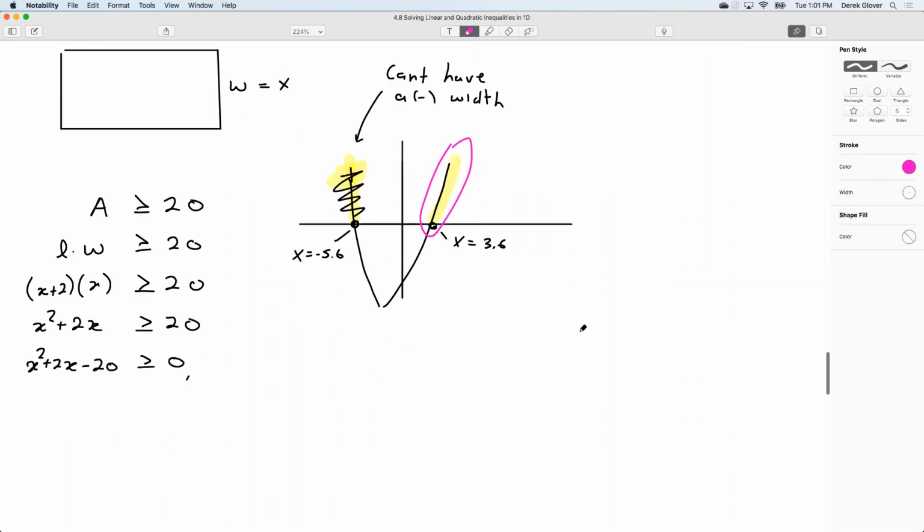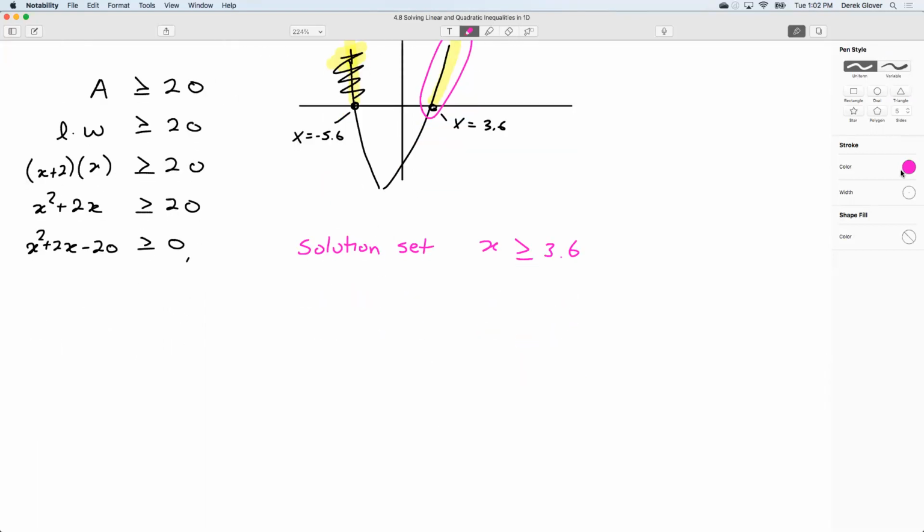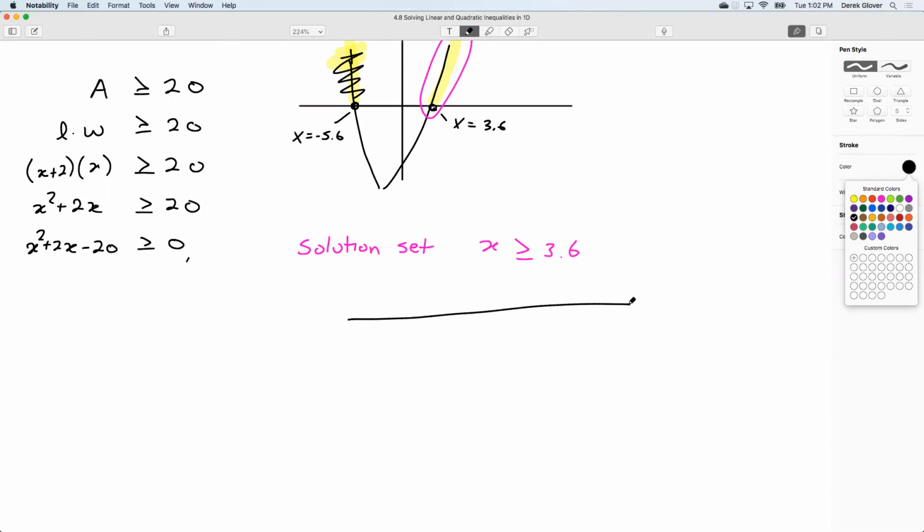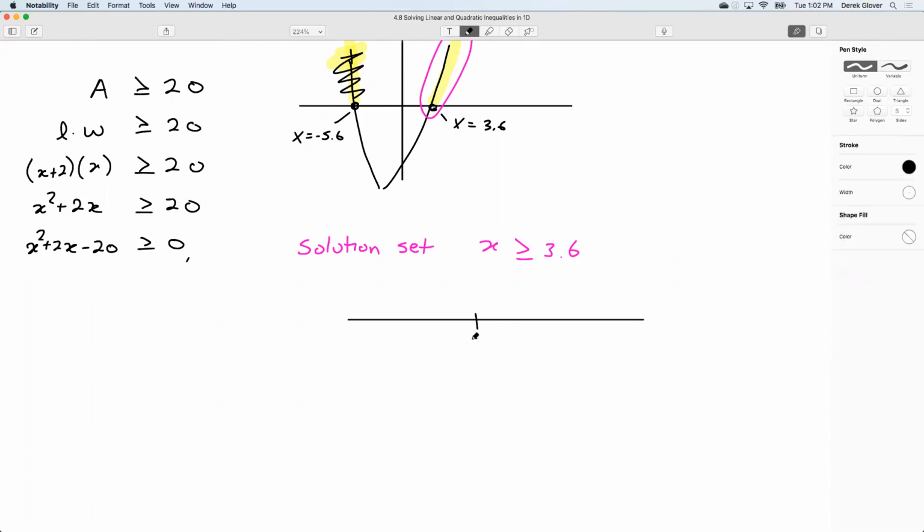Okay, so our solution set is that x is greater than or equal to 3.6. It's greater than or equal to because we want greater than or equal to 0. We could draw it on a number line if we want to. I don't know if the question really asks us to, but it's not a bad idea. So we have a solution set that looks like this.